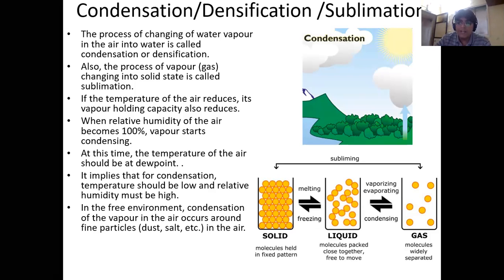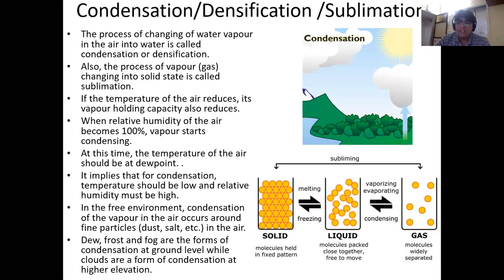In the free environment, condensation of the vapor in the air occurs around fine particles. Dust particles, and around them water droplets start forming. Dew, frost and fog are the forms of condensation at the ground level, while clouds are formed of condensation at the higher level. Dew: when the water is in the liquid state, it is called dew. When the water is in the solid state, it is called frost. And when the water is in the gaseous state, it is called a fog.